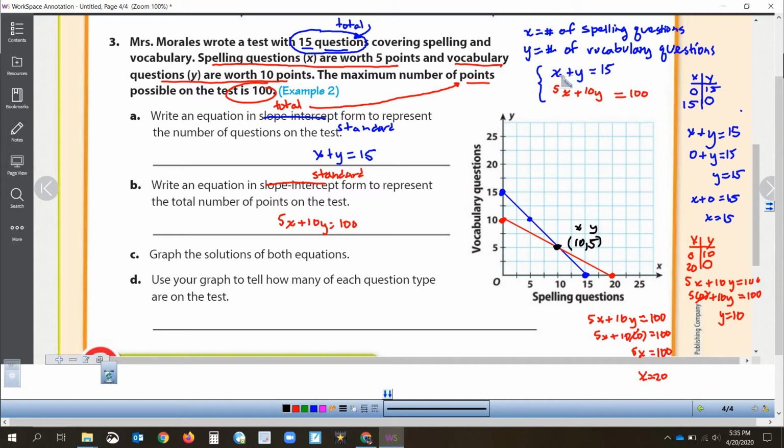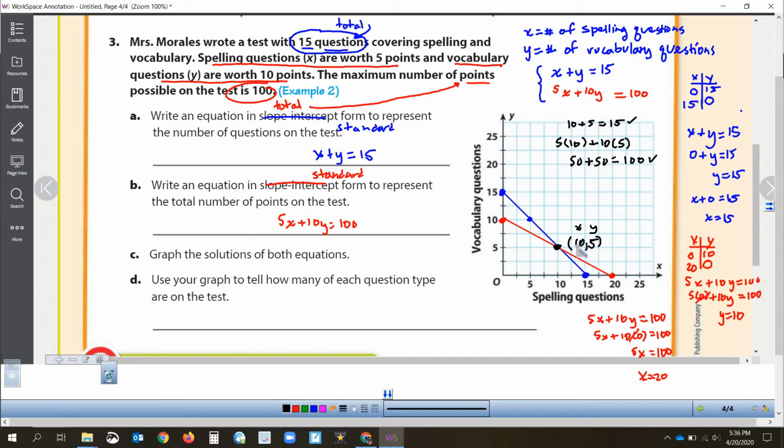All right, so if we were to put that in the first equation, we would see that 10 plus 5 equals 15. It makes that first equation true. And if we do 5 times 10 plus 10 times 5, we get 50 plus 50, which is 100, which also makes it true. So we made the first equation true, we made the second equation true.